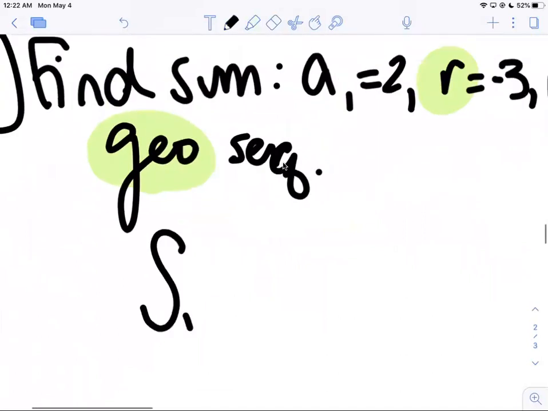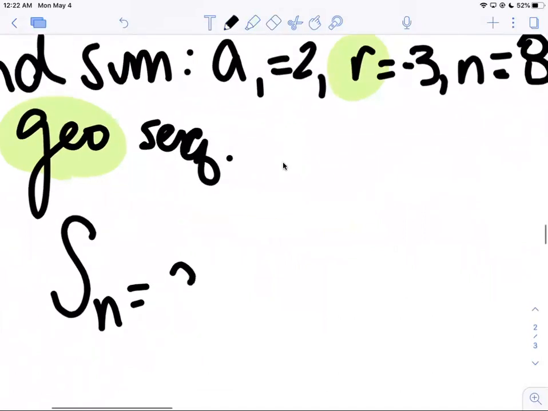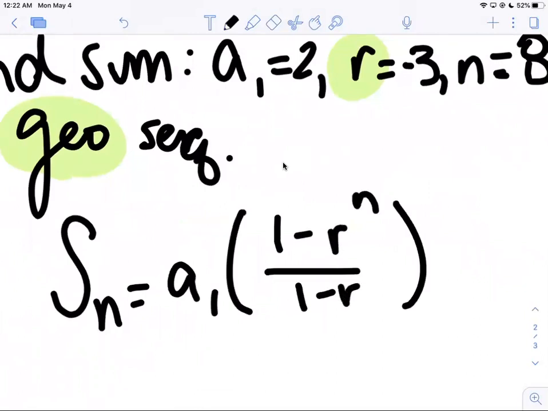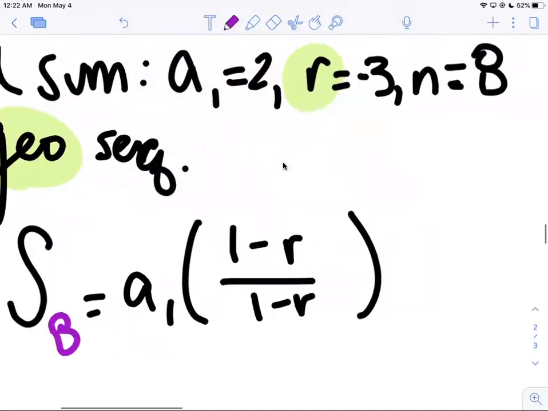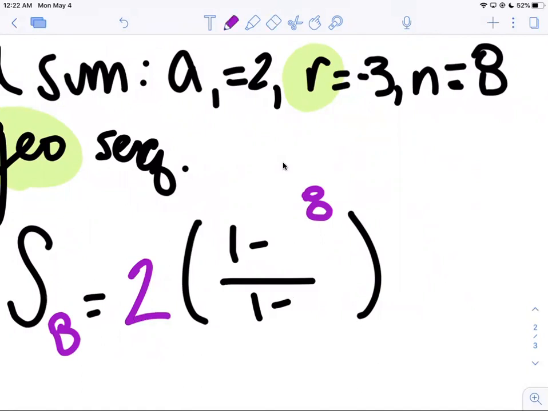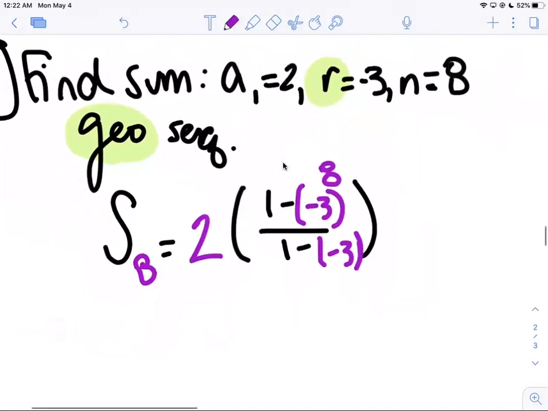Again, use your formula. S sub n equals, this time it goes a sub 1 times 1 minus r raised to the n over 1 minus r. So let's plug in. We know our n is 8. And we know our a sub 1 is 2. And we know our r is -3. Ooh, it's important with this -3, throw some parentheses around there, or else you're going to lose track of a negative and you're going to get a sign wrong, and that can blow your whole problem up. Okay.